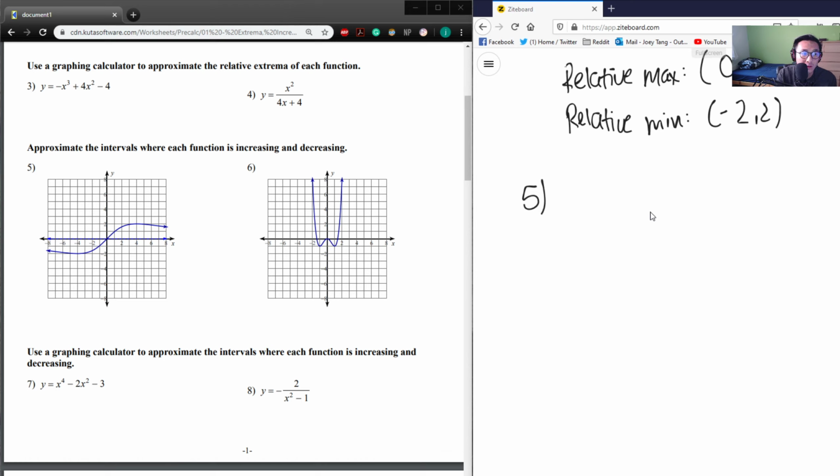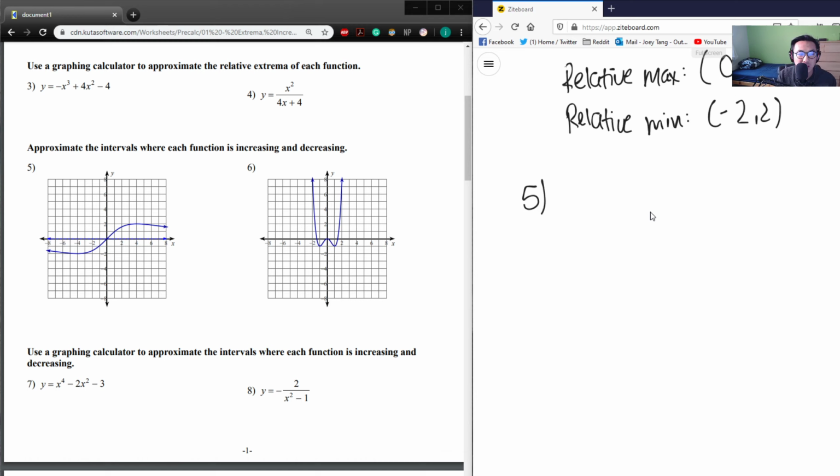Could be going towards negative infinity or going towards positive infinity. If the f of x or y value is increasing, then the function is increasing. If I'm going towards negative infinity or to positive infinity, and my y values are decreasing, then the function is decreasing.